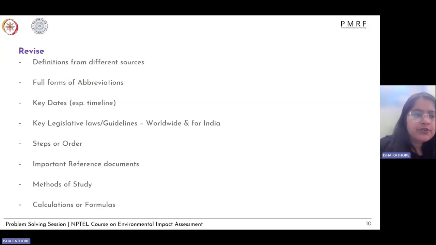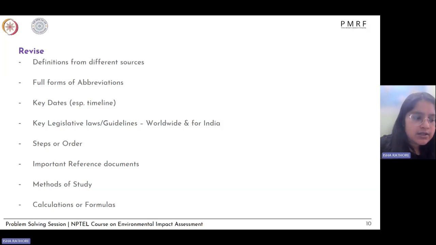Then any full forms of abbreviations, short forms, if they have been used, like EIA itself is environmental impact assessment, then CPCB, different agencies, abbreviations, what do they mean, UNEP. So all of these full forms of abbreviations can also come in your final examination. So please make a note to revise them or to remember them.